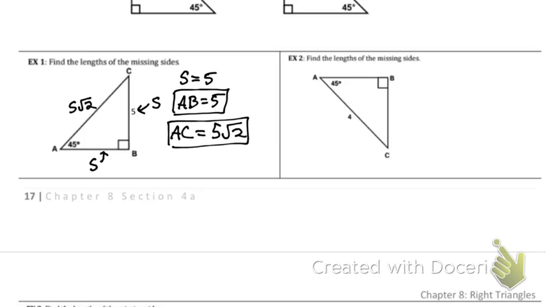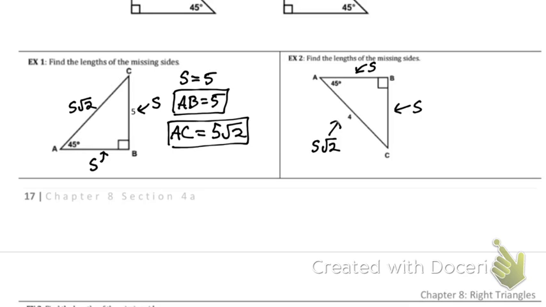All right, the next one says find the lengths of the missing sides. Once again, if it's a 45, 45, I don't even really look at that 4. In my head, that 4 disappears. And all I'm going to do is label each side like I did before. Each of the legs I'm going to call S. And the hypotenuse I'm going to call S square root of 2. Now I'm going to bring that 4 back in.